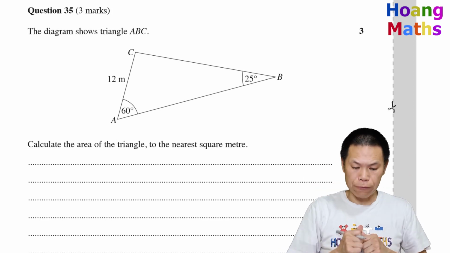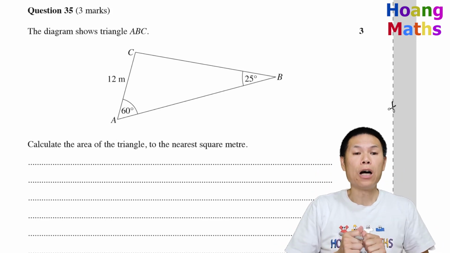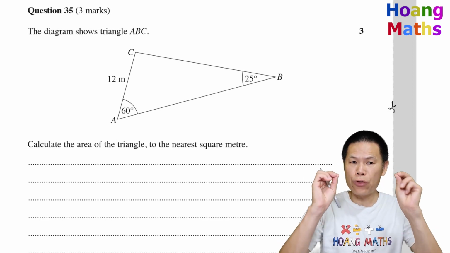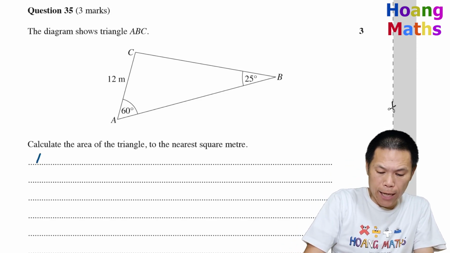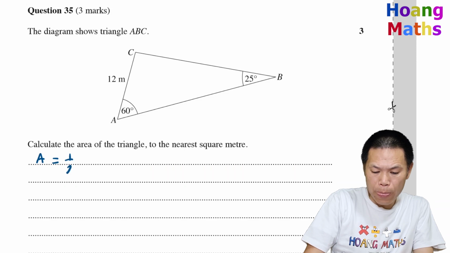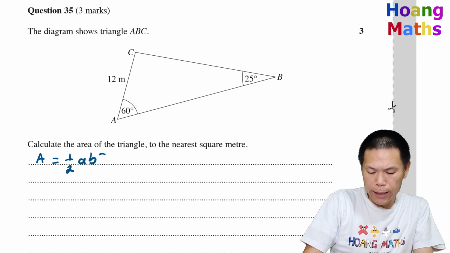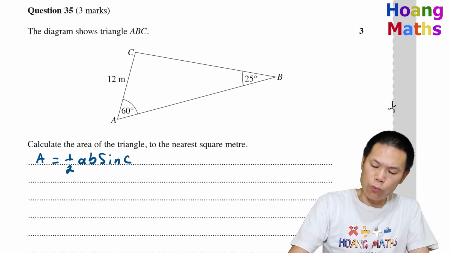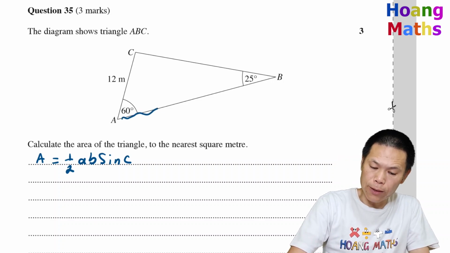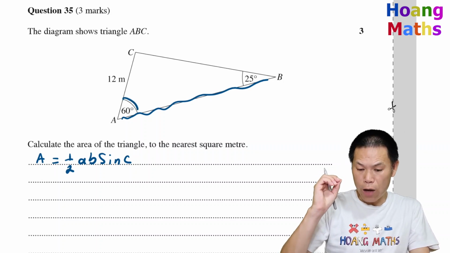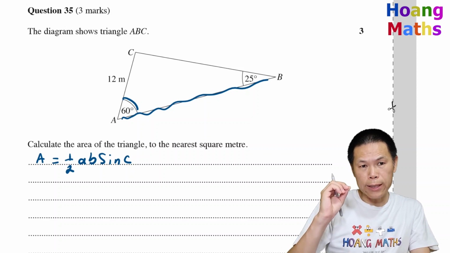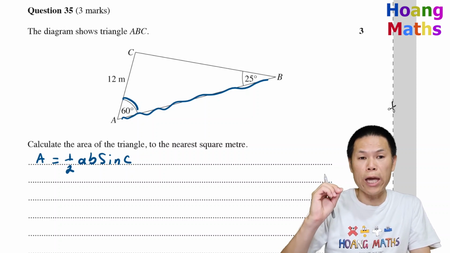Question 35. We need to find the area of this triangle. We know that the area of a non-right triangle is A equals a half of ab sine the angle in between, so sine C. What we can do is find the length of this, so then we can use the angle in between. Okay. So let me just work out the length of AB first. To work this out, we use the sine rule because two angles are given.